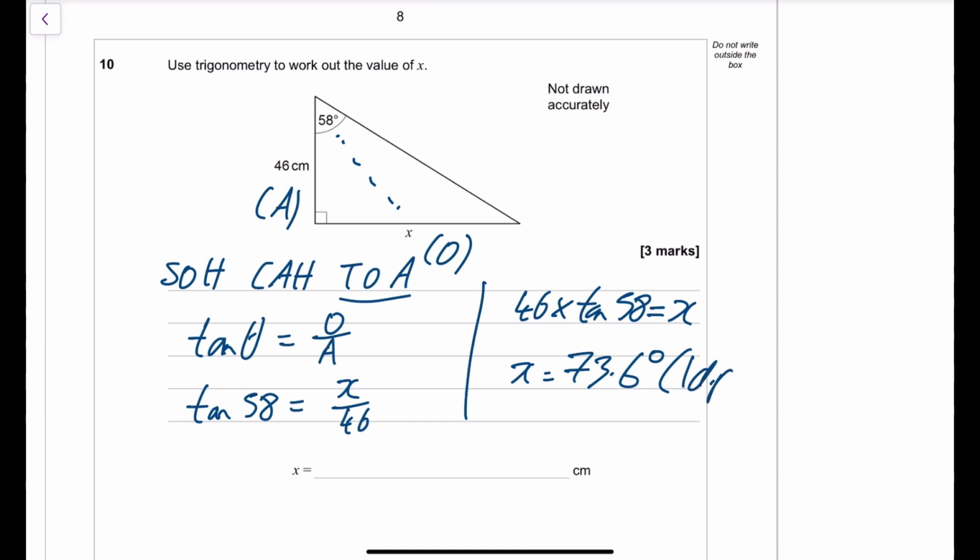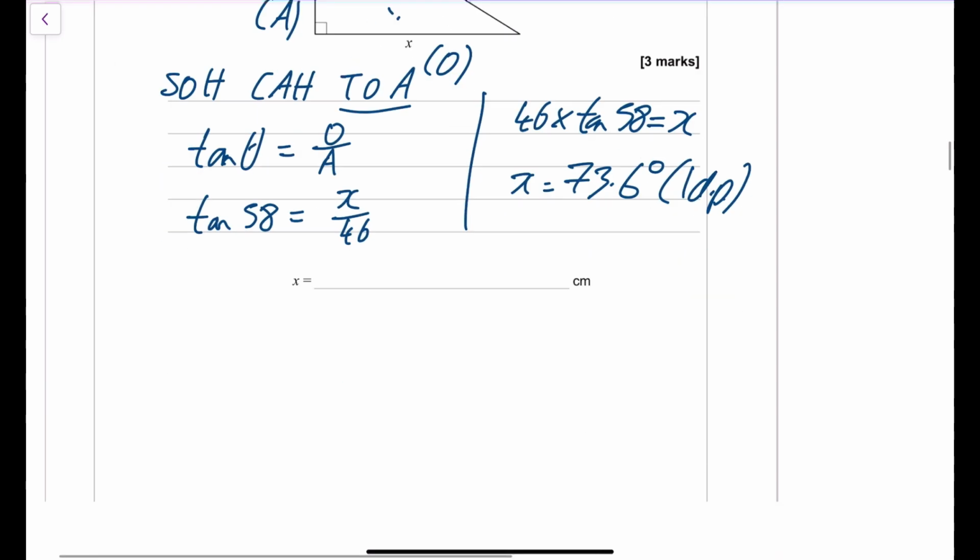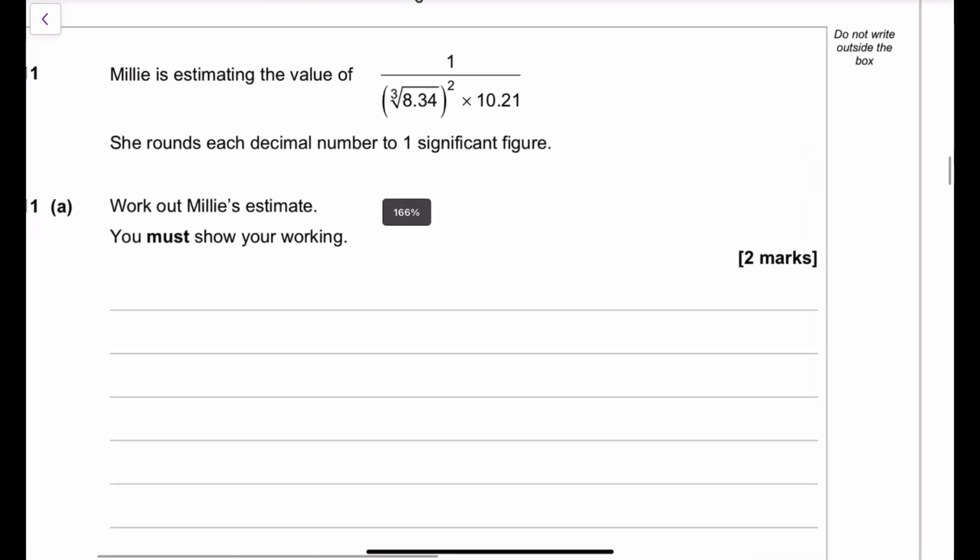73.6 degrees. I've gone to 1 dp. Next one.